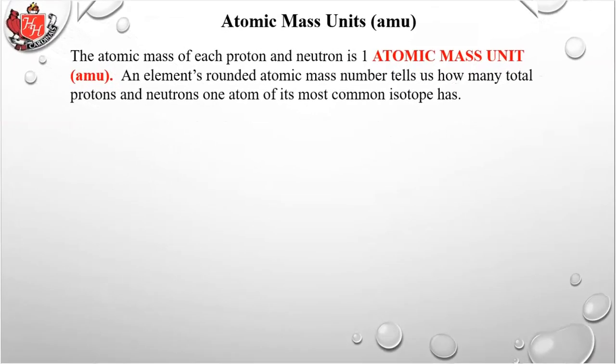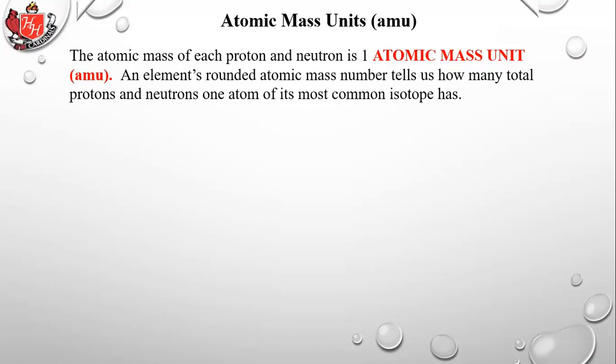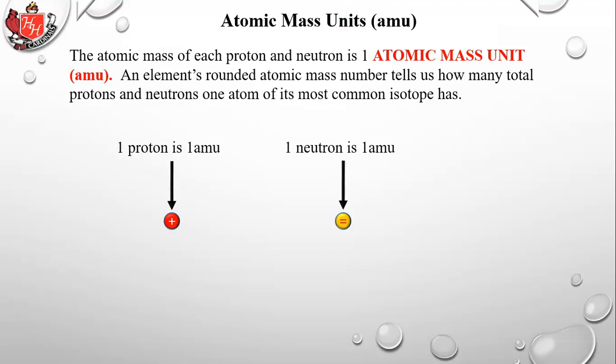The atomic mass of each proton and neutron is 1 atomic mass unit, and that's the number we're going to use for the rest of this class. We're not interested in 10 to the minus 31 or anything like that, and we're not interested in the fact that truly a neutron is slightly more massive than a proton. We treat them as though they have the same mass, and that mass is called 1 atomic mass unit. An element's rounded atomic mass number tells us how many total protons and neutrons one atom of its most common isotope has. So 1 proton is 1 AMU, 1 neutron is 1 AMU, and that will be our working definition for the rest of this course.